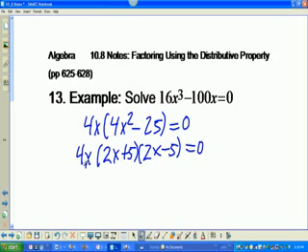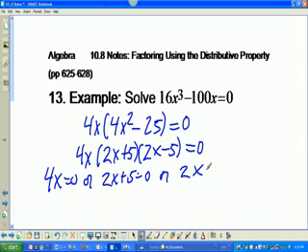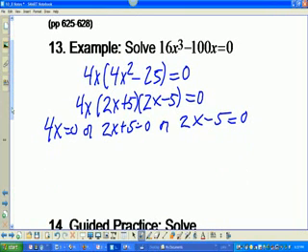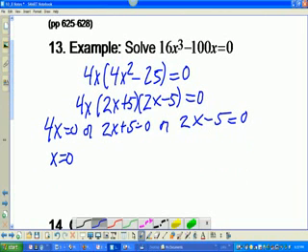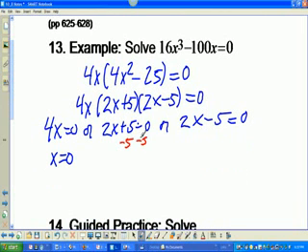Now I'm going to apply the zero product property. It says when I multiply three terms and they equal 0, at least one of those must be 0. That is 4x equals 0, or 2x plus 5 equals 0, or 2x minus 5 equals 0. So then I'm going to divide both sides by 4. So x equals 0 in the first case. In the second case, I'm going to subtract 5 from both sides.